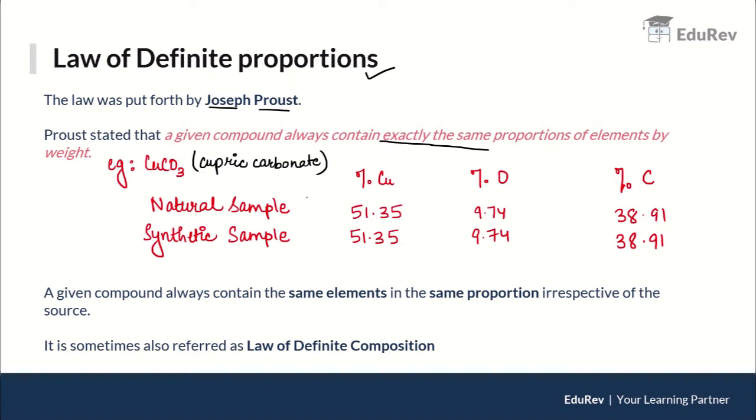What does it mean? He analyzed samples of cupric carbonate which were of natural origin as well as synthetic. What he found in his results is that the percentage of copper, oxygen and carbon was exactly the same, irrespective of whatever was the source. Okay, so what can we say? That a given compound always contains the same elements in the same proportion, irrespective of the source. It is sometimes also referred to as law of definite composition.